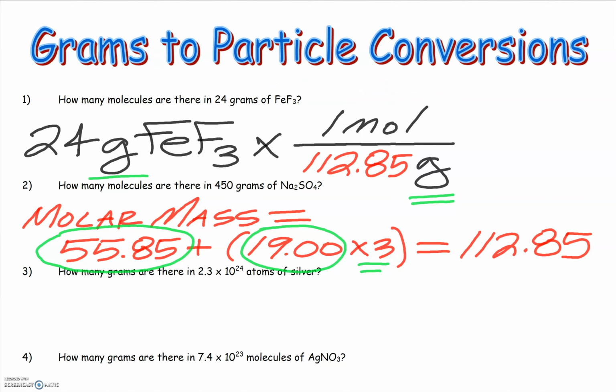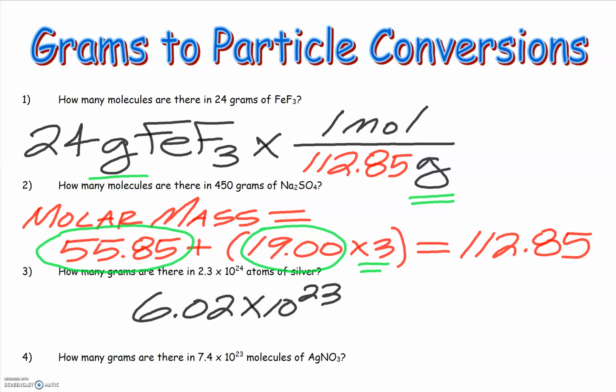Molecules are not going to use grams. They're going to use Avogadro's number. But for you, that's going to be 6.02 times 10 to the 23rd. So this is the number, 6.02 times 10 to the 23rd.